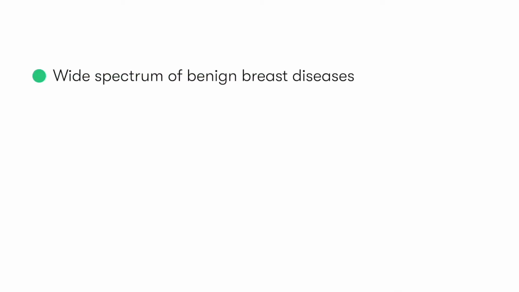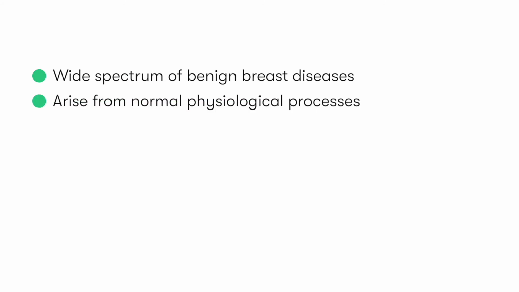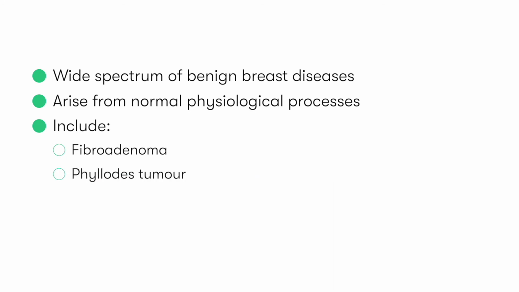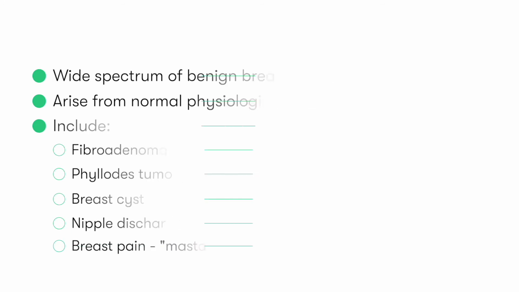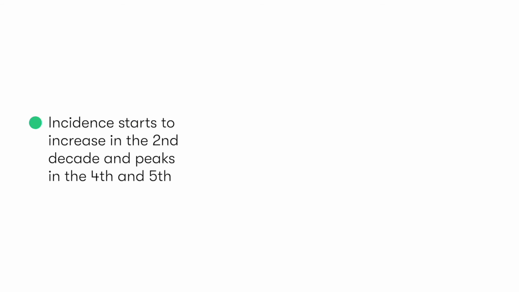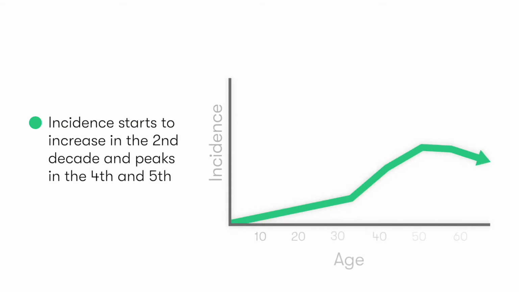ANDIs, or aberrations of normal development and evolution, represent a wide spectrum of benign breast diseases, which arise as a result of normal physiological processes within the breast. These include fibroadenoma, phylloides tumours, breast cysts, nipple discharge, and breast pain or mastalgia. Typically, the incidence of ANDIs begins to increase in the first 2 decades of life, and they peak around the 4th to 5th decade.